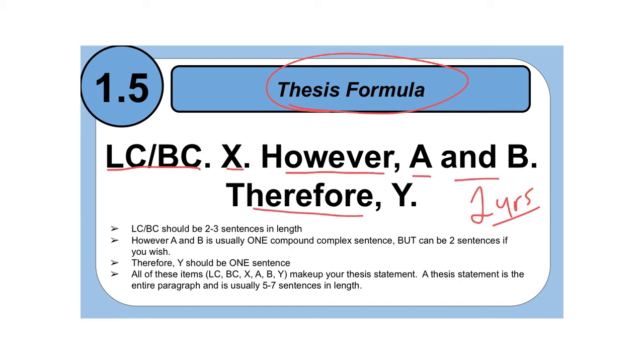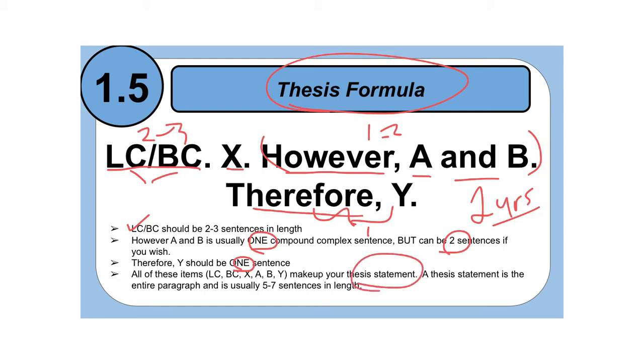This is all going to be a paragraph. So LCBC should be about 2 to 3 sentences in length. These are local context and broader context, so there's about 2 to 3 sentences there. However, A and B is usually one compound sentence, but it can be 2 sentences. So this could be 1 to 2. Therefore, Y should be 1 sentence. And all of these items make up your thesis statement. So this whole paragraph is your thesis statement, okay?